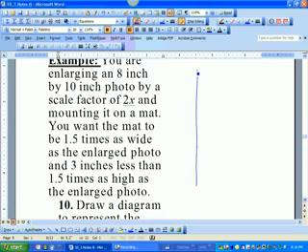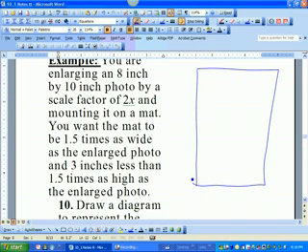So question 10 says draw a diagram. So here I got this mat. It's supposed to be a rectangle. I know it doesn't look like it, but we'll pretend it is. And then inside the mat I've got this picture that's been enlarged. Well, it was 8 by 10, so I'm going to enlarge it by a factor of 2. So I'm going to multiply it. So 8 by 2 would be 16x by 10 times 2, which is 20x.